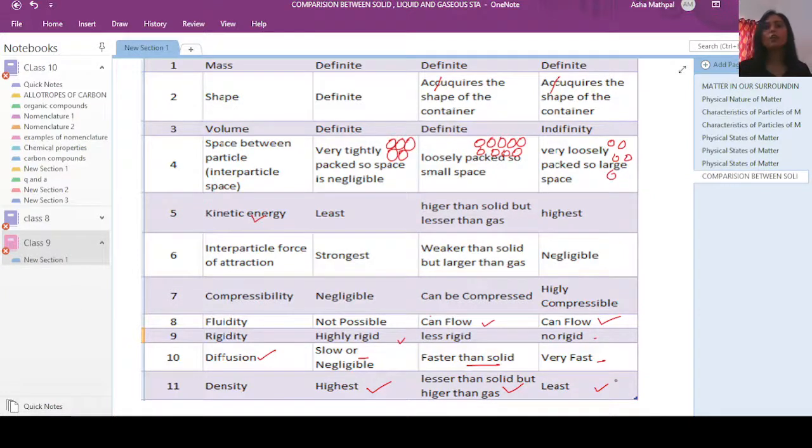So this is all about the physical state of matter, that is solid, liquid and the gaseous state. Basic characteristics we have discussed. In my next session I will be moving ahead in the chapter.